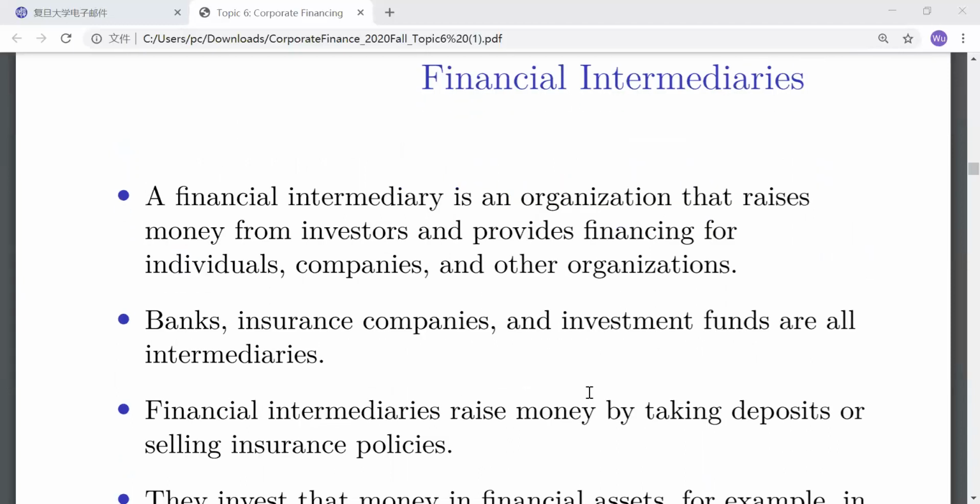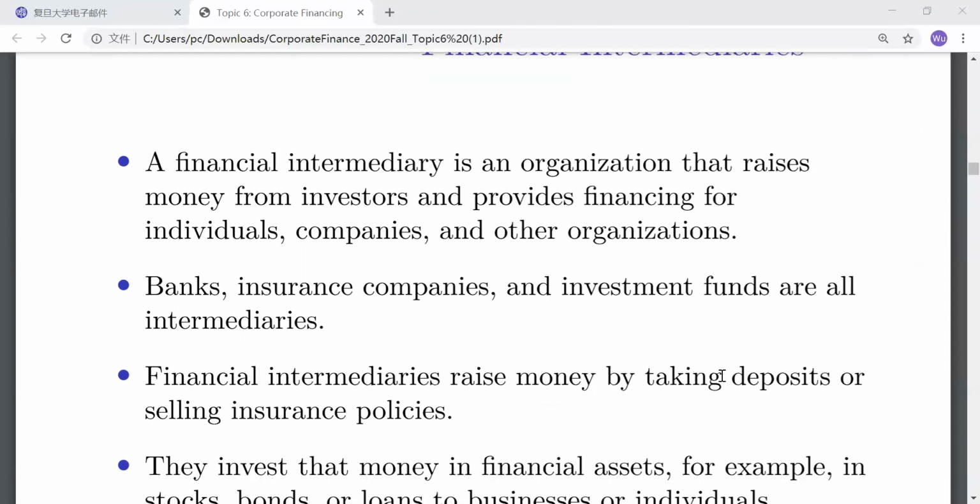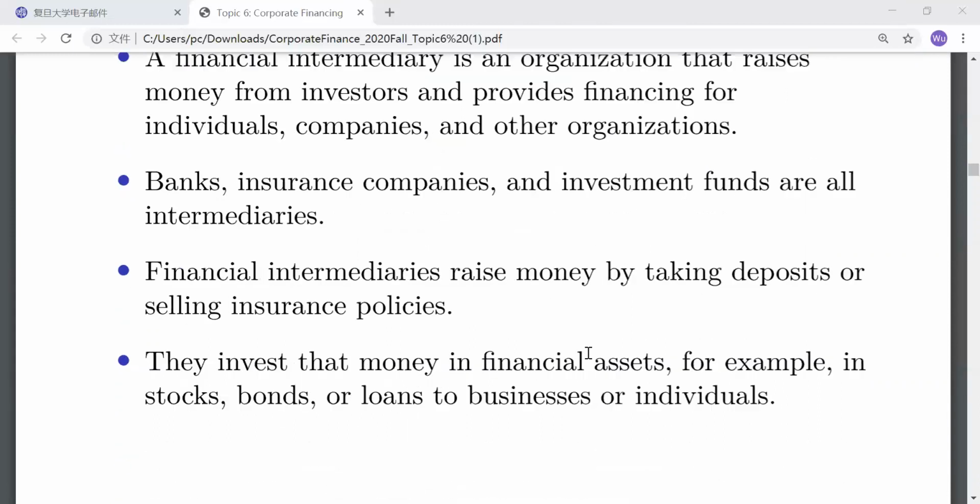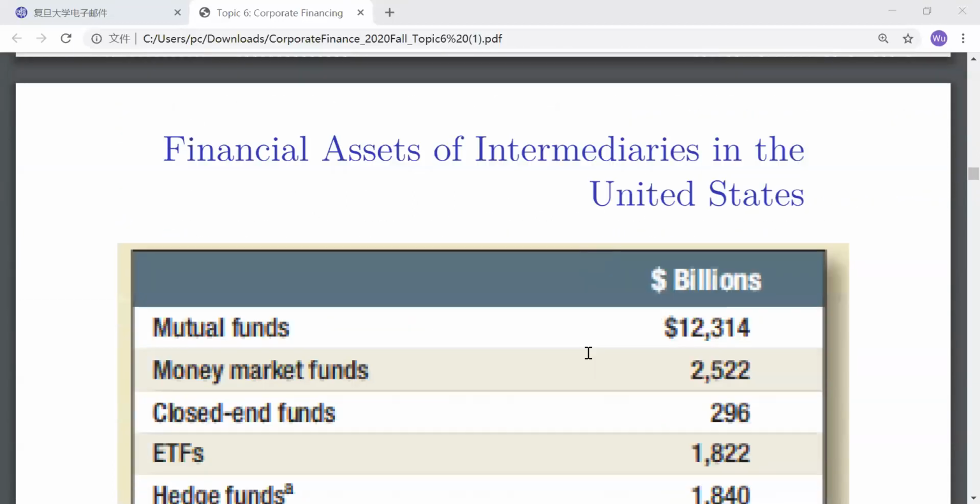And what is a financial intermediary? A financial intermediary is an organization that raises money from investors and provides financing for individuals, companies, and other organizations. Banks, insurance companies, and investment funds are all intermediaries. Financial intermediaries raise money by taking deposits or selling insurance policies, if the intermediary we're talking about is an insurance company, right? And then they invest the money in financial assets, for example, in stocks, bonds, and loans to businesses or individuals, right? They lend money to corporations or individuals.